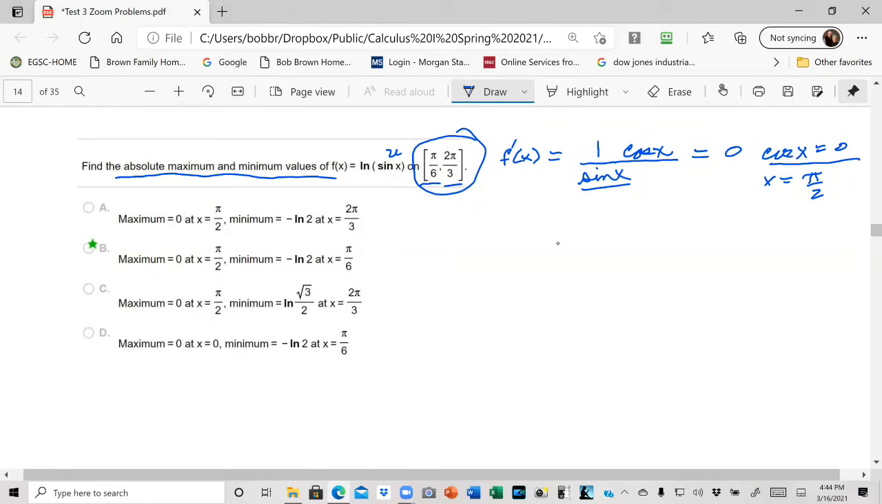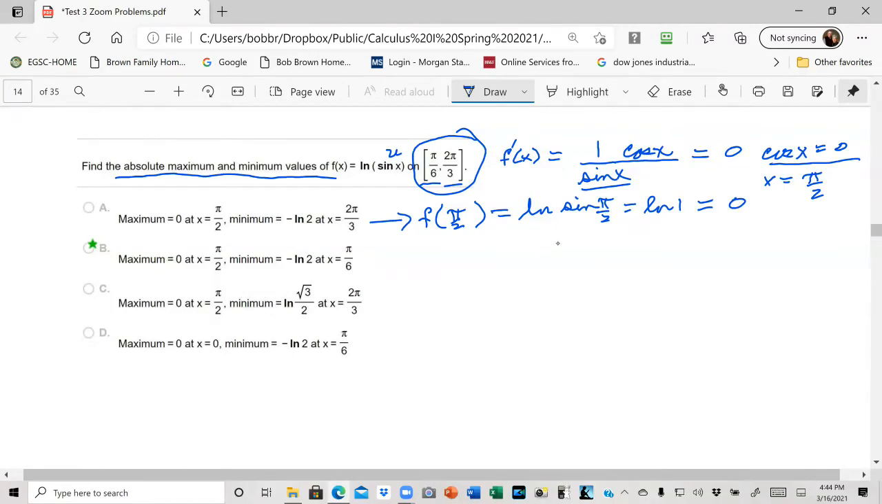So now let's calculate f at pi over 2, which is equal to ln of sine of pi over 2. Sine of pi over 2 is 1, so it's ln of 1. ln of 1 is 0. So the value at the critical point is 0.